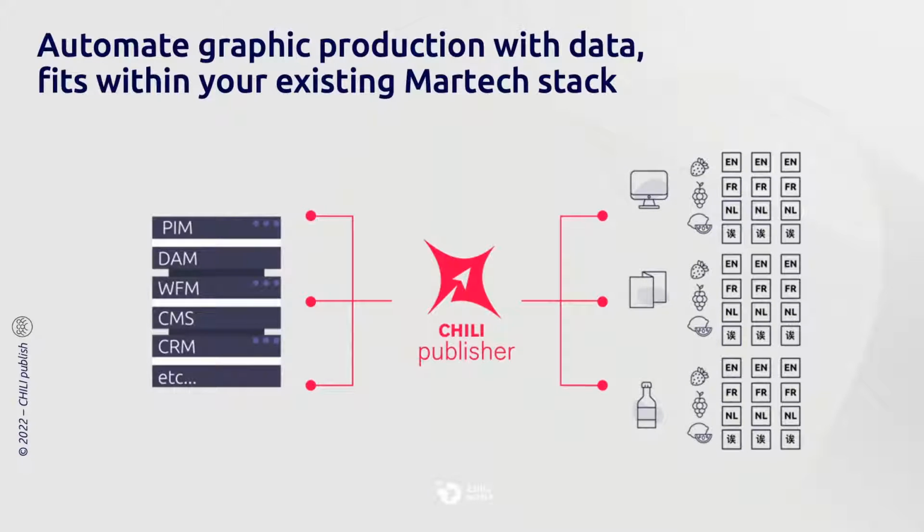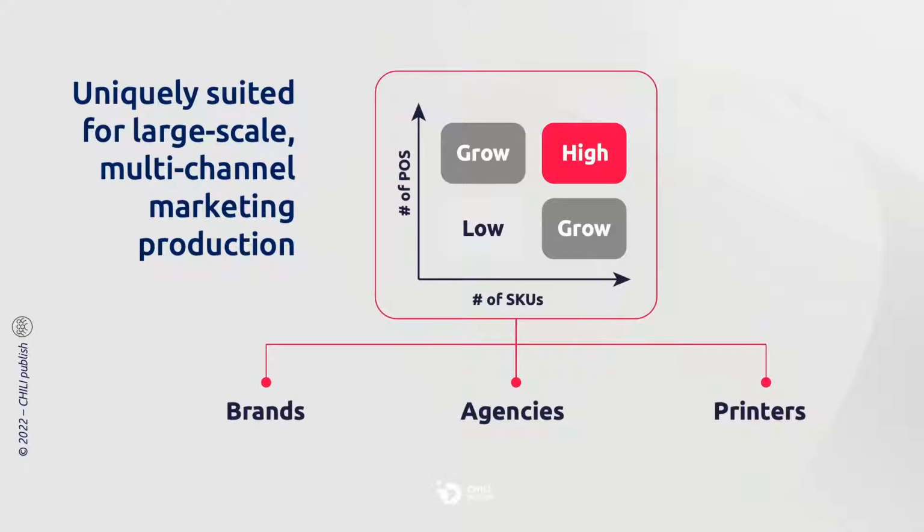And to sum it up, how you can automate graphic production based on data that fits within your current MarTech stack, that is what we do. Chili Publish is the engine in between your PIM system, your DAM system, your CMS system, and so on. We allow people to create smart templates, and these templates will then produce all the variations that are necessary for your campaign. Of course, not every use case will give the same return.